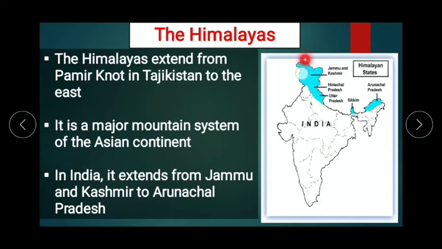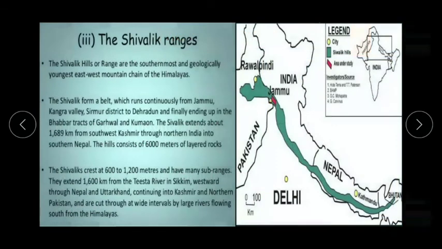Here you can see Jammu and Kashmir, Himachal Pradesh, Uttar Pradesh, Sikkim, and Arunachal Pradesh, that is, the Himalayan states. The Himalayas is not a single mountain range. There are many parallel ranges in the system. The southernmost is known as the Shivalik ranges, which is also the youngest range, and the Shivalik hills are the southernmost and geologically youngest east-west mountain chain of the Himalayas.